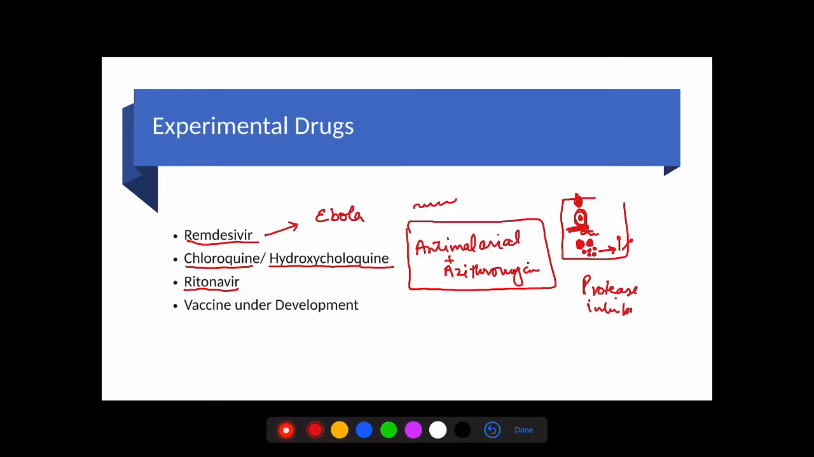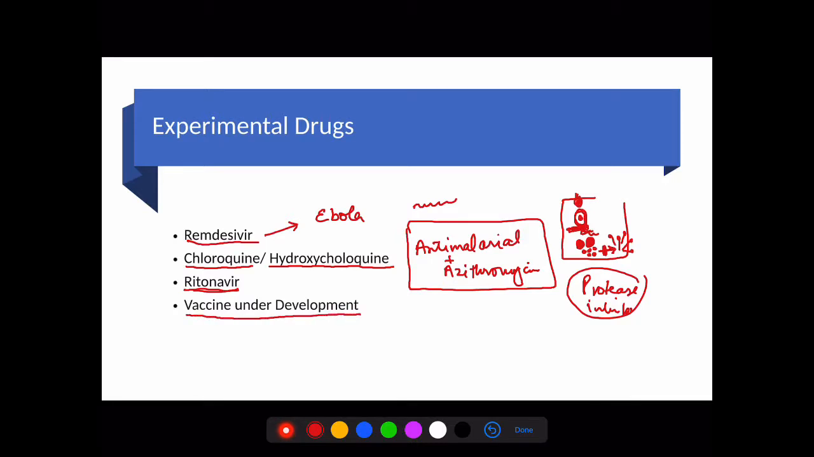So if these protease enzymes are blocked by ritonavir, which is a protease inhibitor, what would happen? These big viral particles would not be able to make small specific proteins for the virus. So the virus would not be able to replicate and would not be able to make its own copies. So that's how remdesivir, chloroquine, hydroxychloroquine, azithromycin, and ritonavir can help in stopping the replication of the COVID-19 virus.